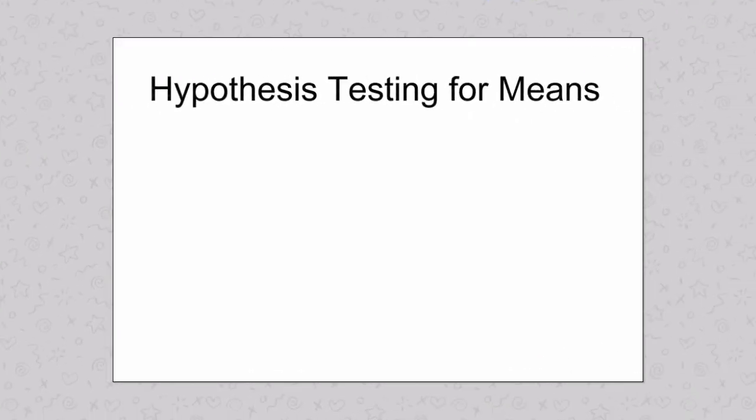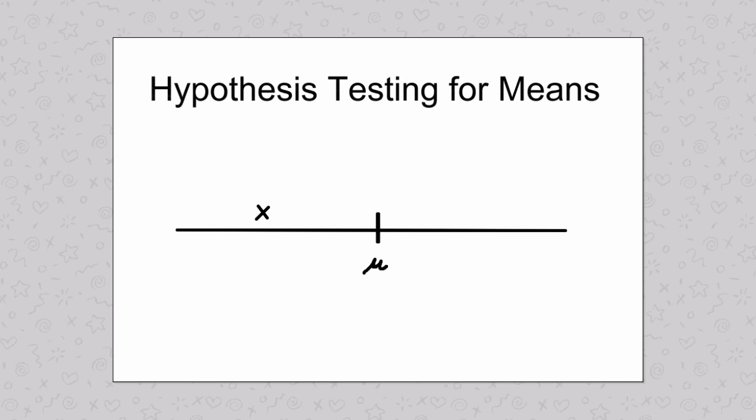In this presentation, we will cover hypothesis testing for means. We are interested in the parameter mu, which is somewhere on a real number line. We start gathering information. And once we have a large set of data, we summarize it with a sample mean.